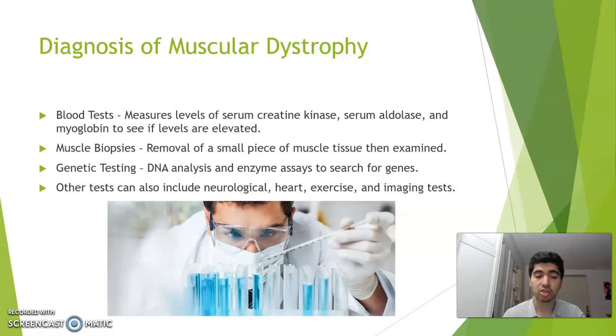There are also going to be muscle biopsies done, which is a removal of muscle tissue, which is then examined. Then there's genetic testing, where you see DNA analysis to see if someone does have muscular dystrophy. And some other tests can include neurological, heart, exercise, and imaging tests.